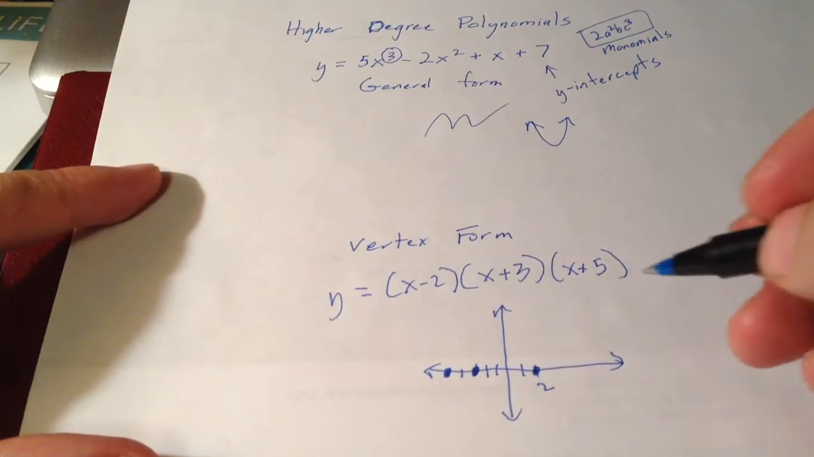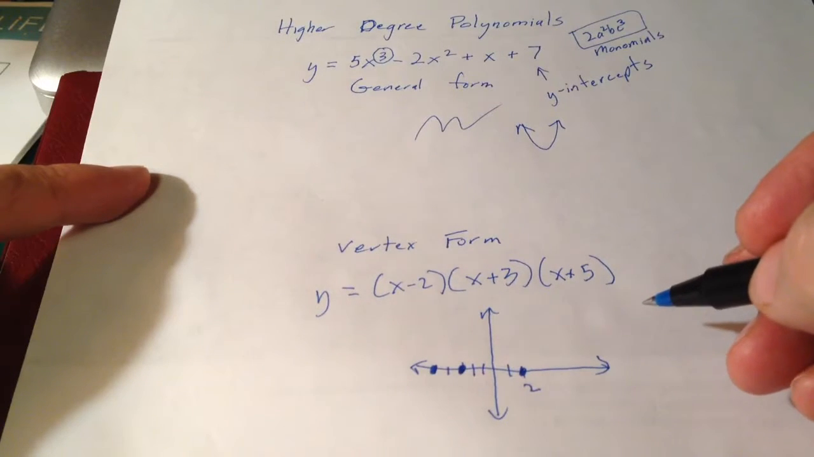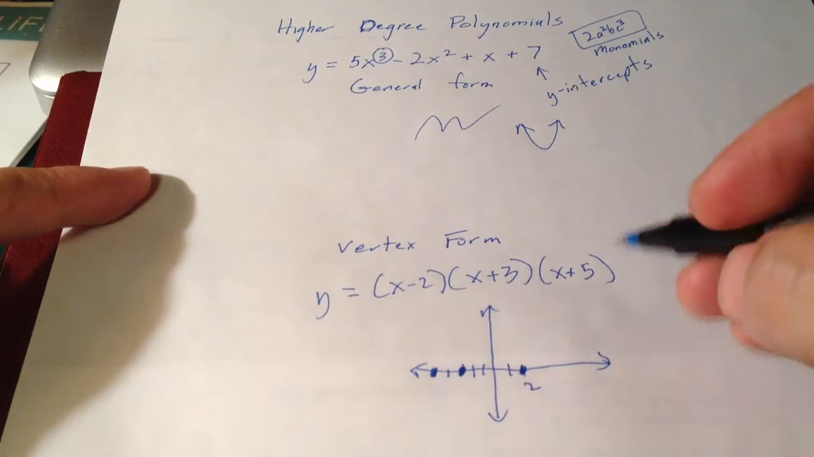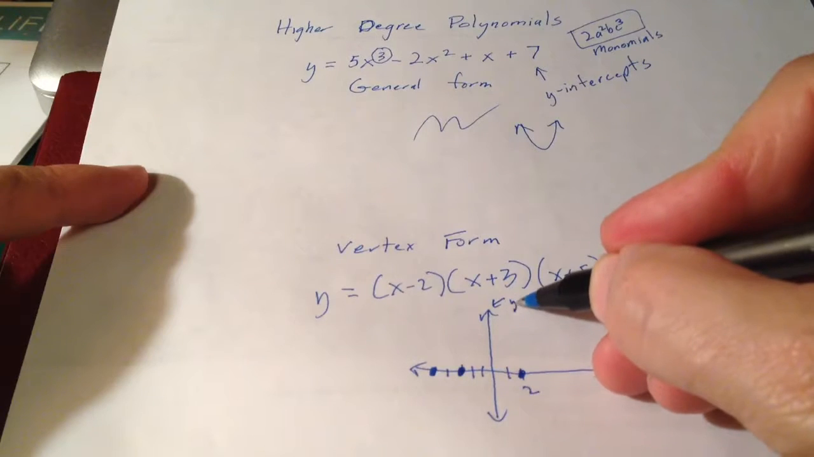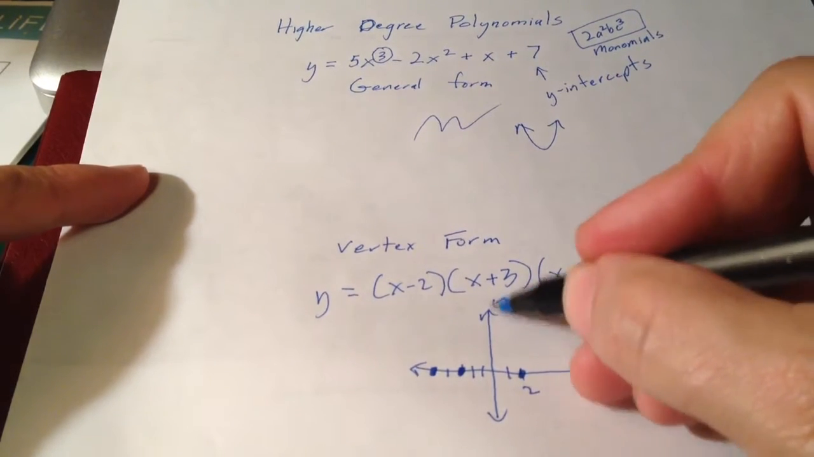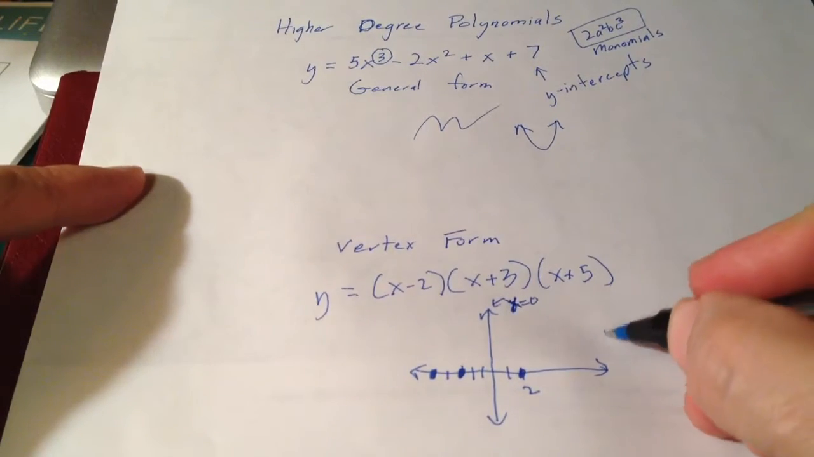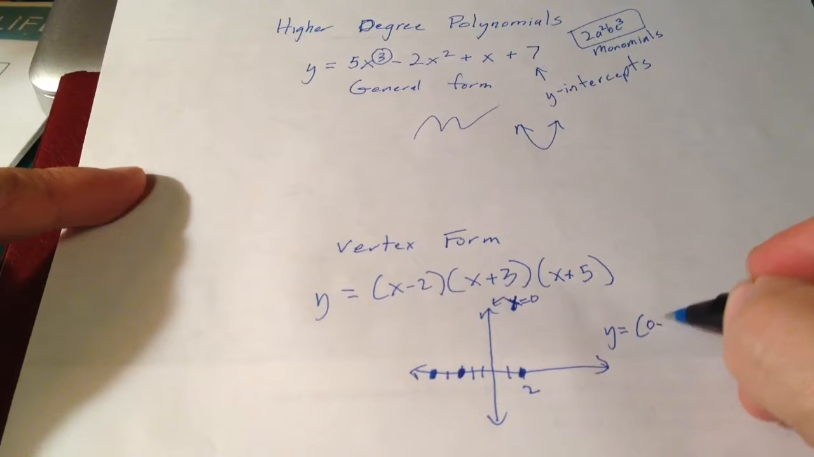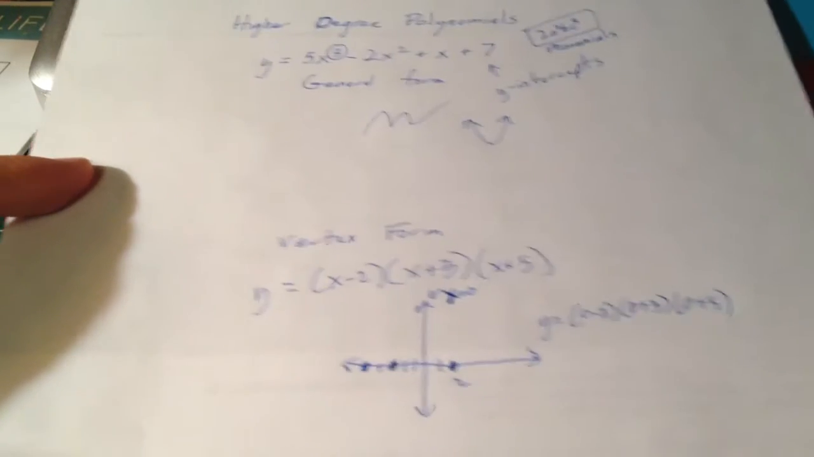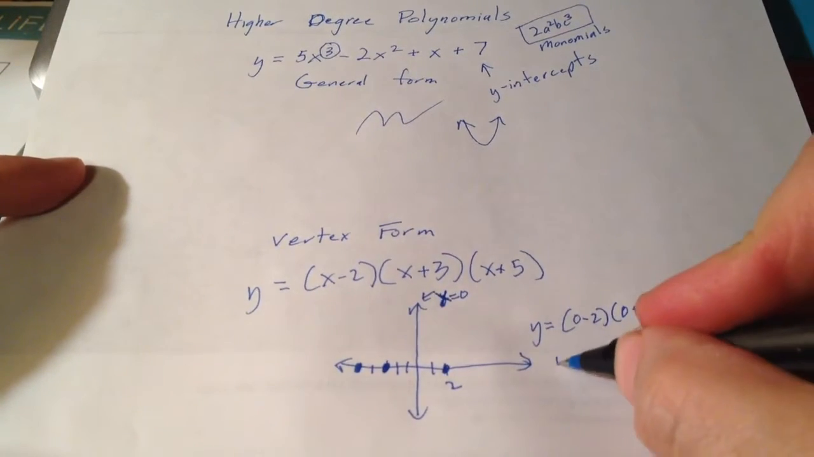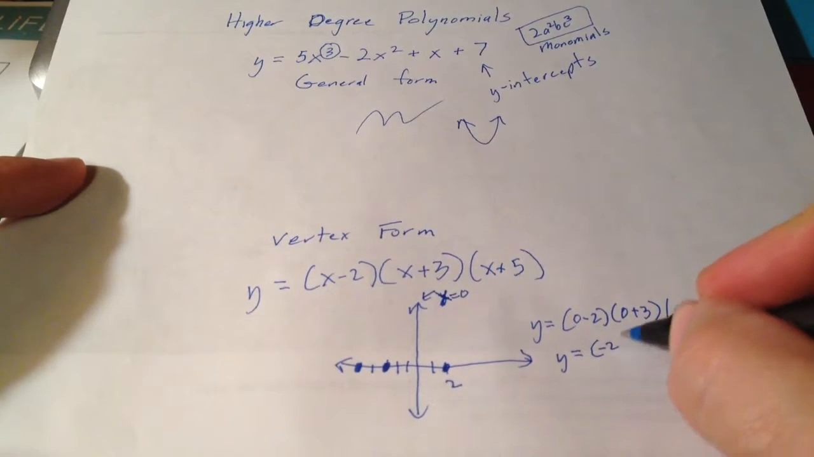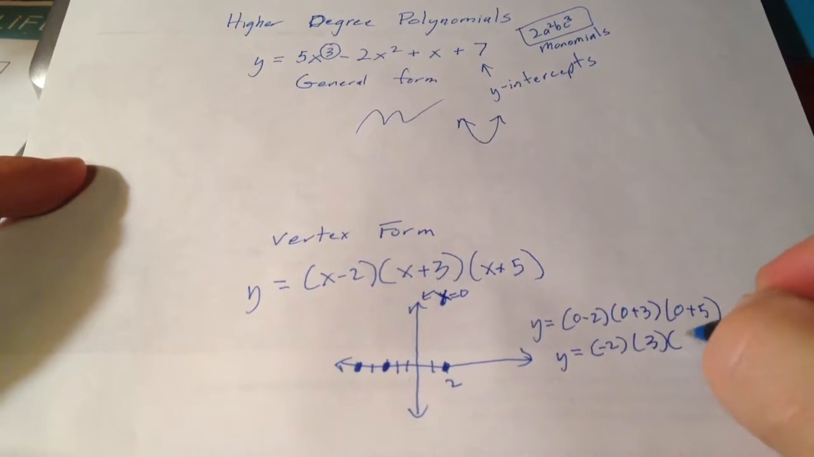The other thing I can find fairly easily without too much work is the y-intercept. The y-intercept is where x is equal to 0 when we hit the y-axis. So if I just plug in 0 for all those, I get y equals 0 minus 2 times 0 plus 3 times 0 plus 5, which I'm sure you can see the short way to do that would just be, oh, I'm just multiplying those three numbers together: -2 times 3 times 5.